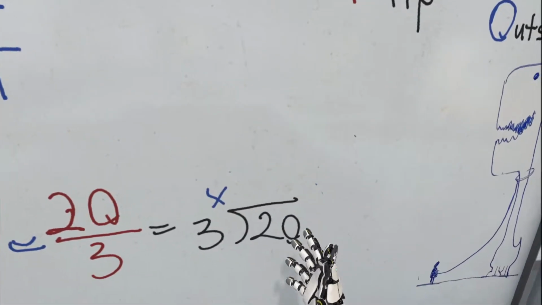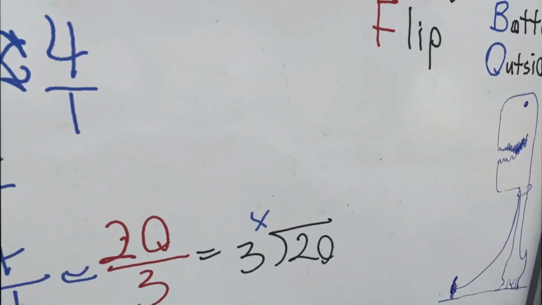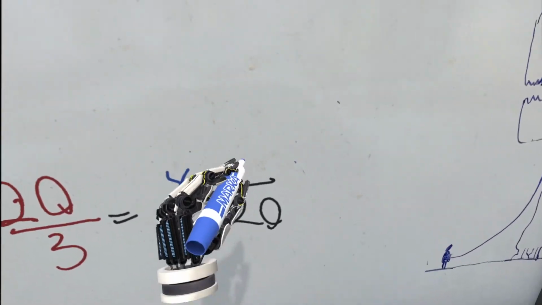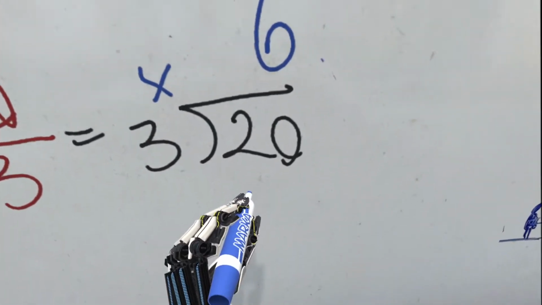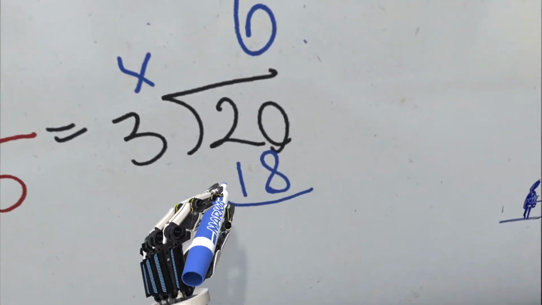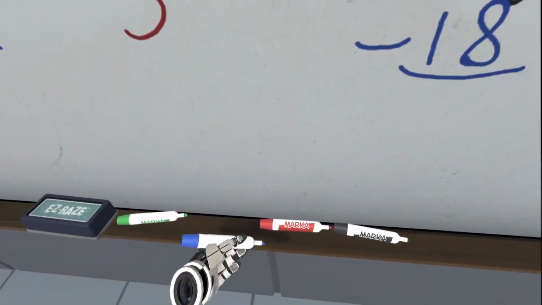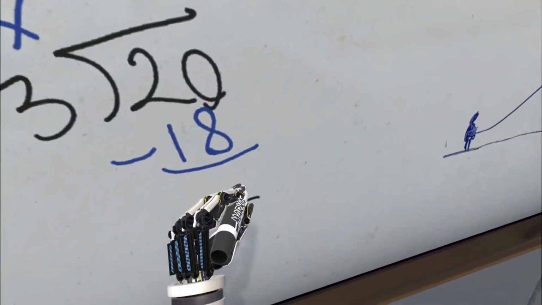3 times 7 is 21. Still too big. Let's try 6. 6, I think, is going to work. 3 times 6 gives me 18. Subtract. I'm left with 2.